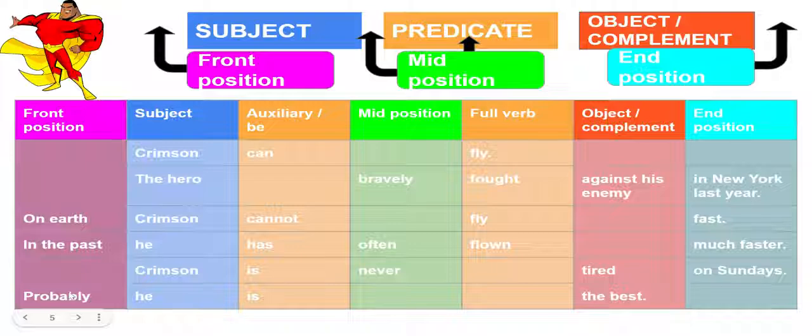And last but not least, probably, this is an adverb of comment: Probably he is the best. As you can see, probably is in front position where it belongs, and it comments on the meaning of the whole sentence. He is the best. Is he? Yeah, probably. Probably he is the best.